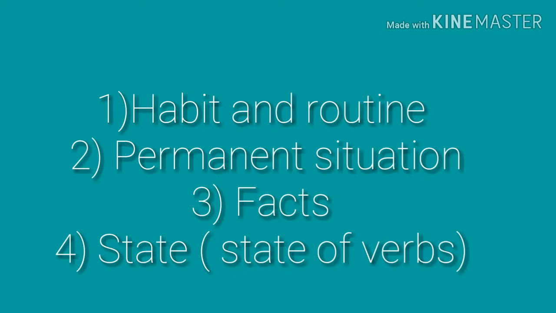The four main uses of present simple tense are: number 1, habit and routine; number 2, permanent situation; number 3, facts; and number 4, states of being. These are the four main uses of present simple tense. Now let's move further.